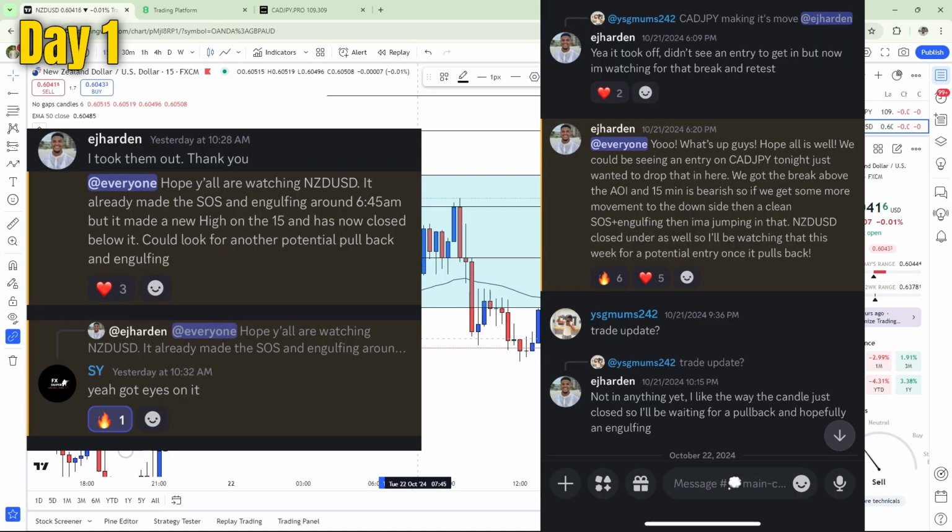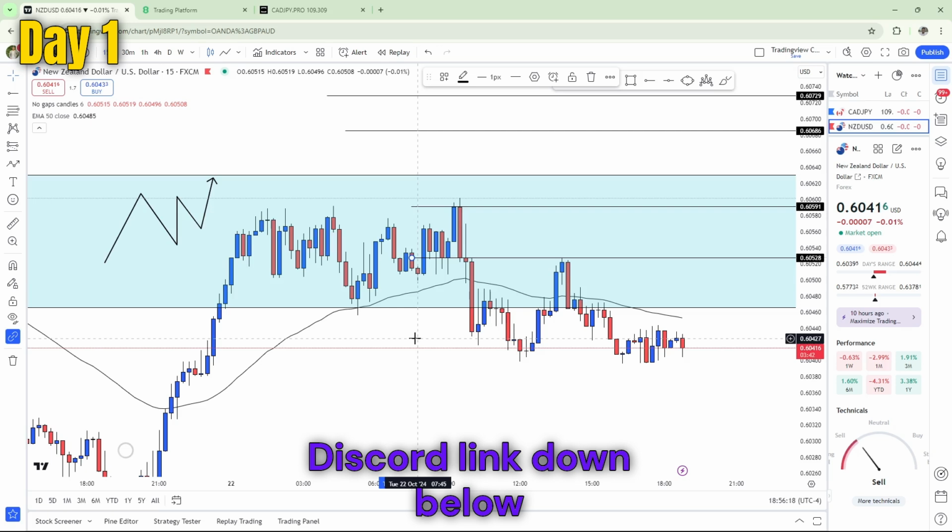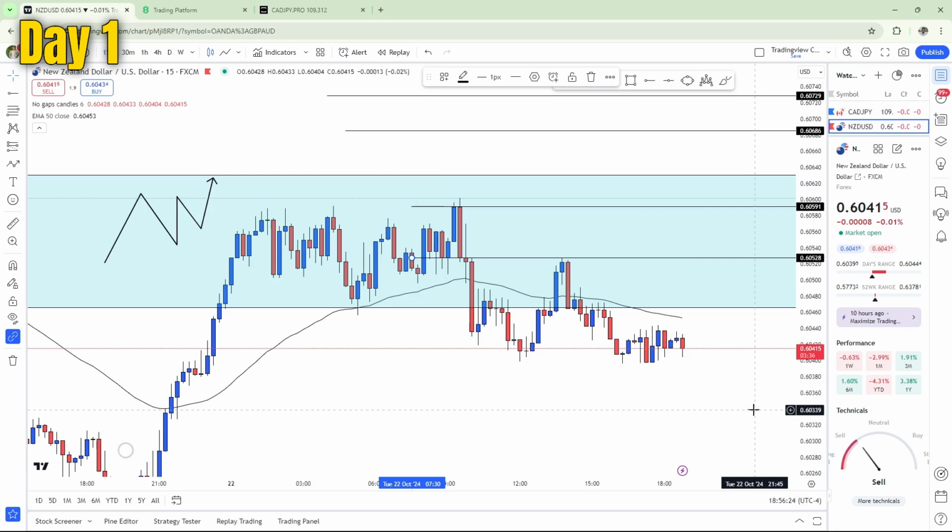If you're not in the Discord, be sure to jump in, because I'm gonna send trade ideas like this. It's not gonna be signals and nothing like that, but I'm gonna say, hey, I hope y'all are watching NZDUSD or this pair or that pair, right? Just because that's what I'm watching, and I want to make sure that y'all are understanding the strategy, understanding what I'm saying in real time.